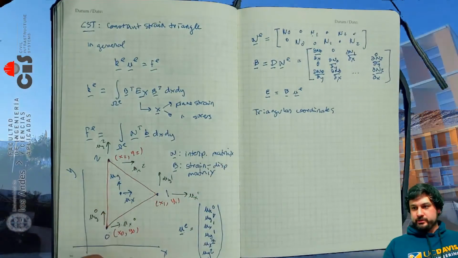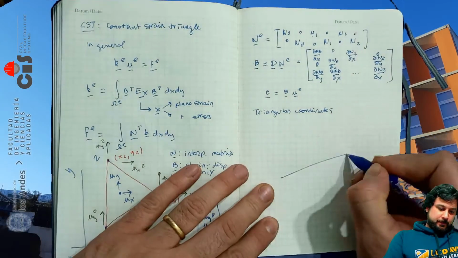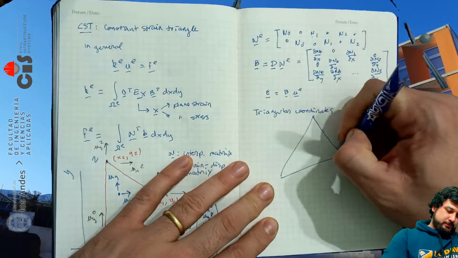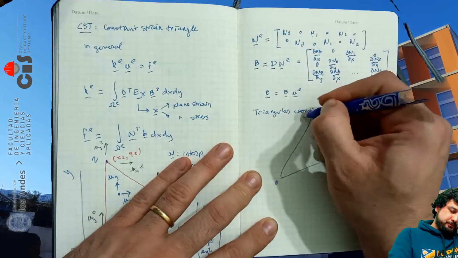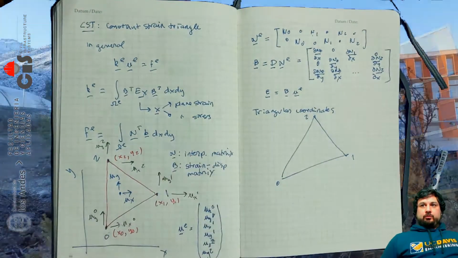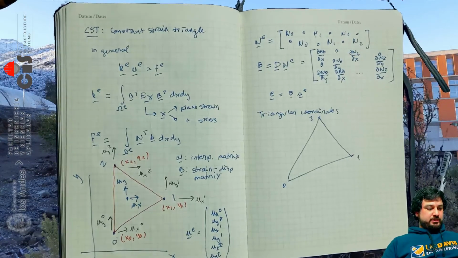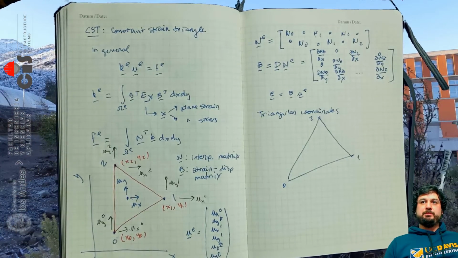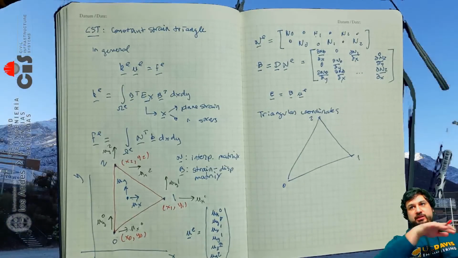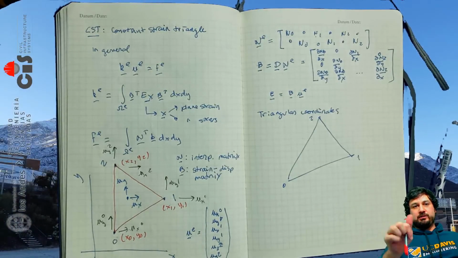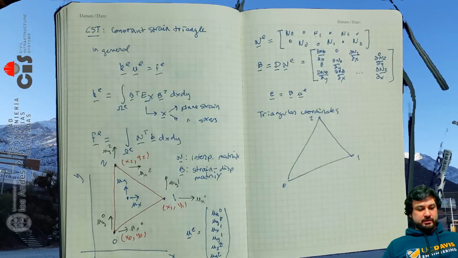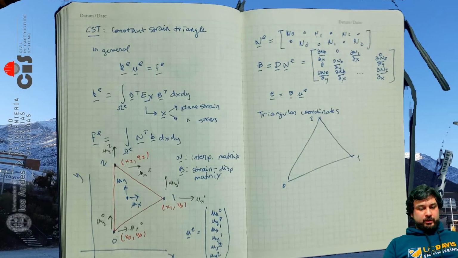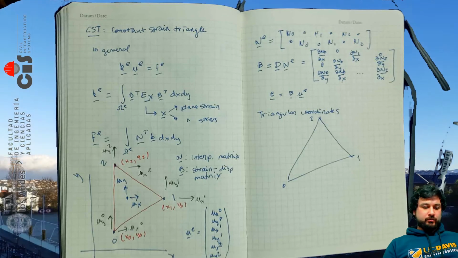What are triangular coordinates? If you have a triangle, like so, what is a set of coordinates? A set of coordinates is a way to specify a point in space. So you have x, y, but what x, y are is intersections of x equal constant with y equal constant lines. In this case, we're going to write a way to specify points in the interior of the domain.